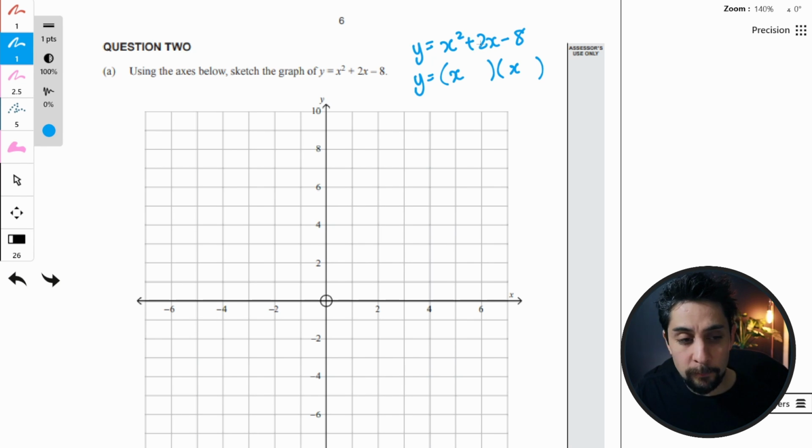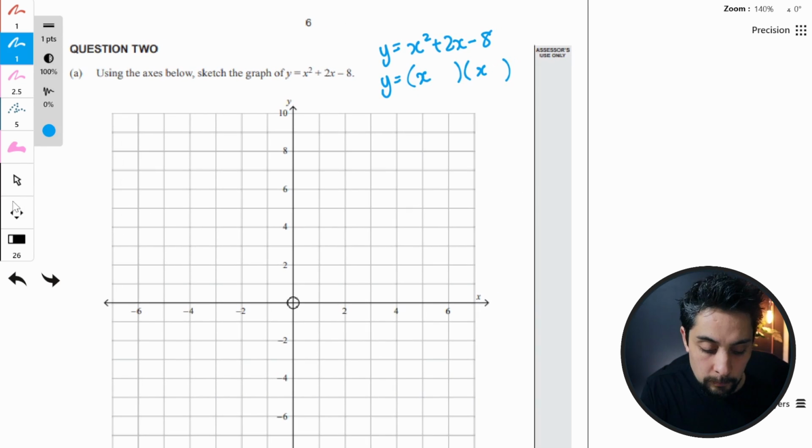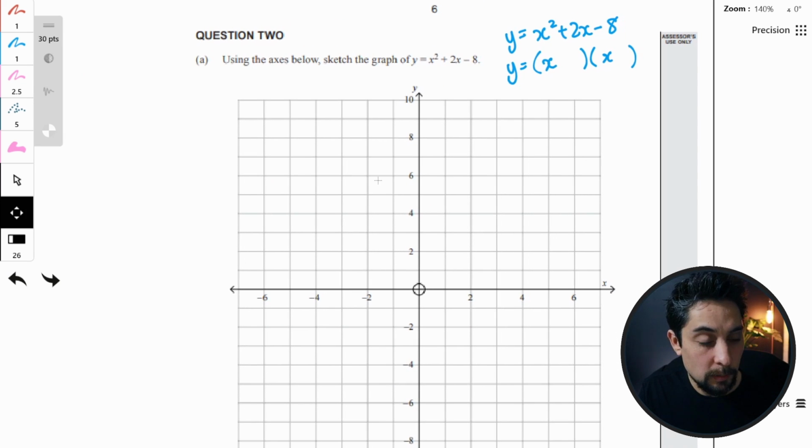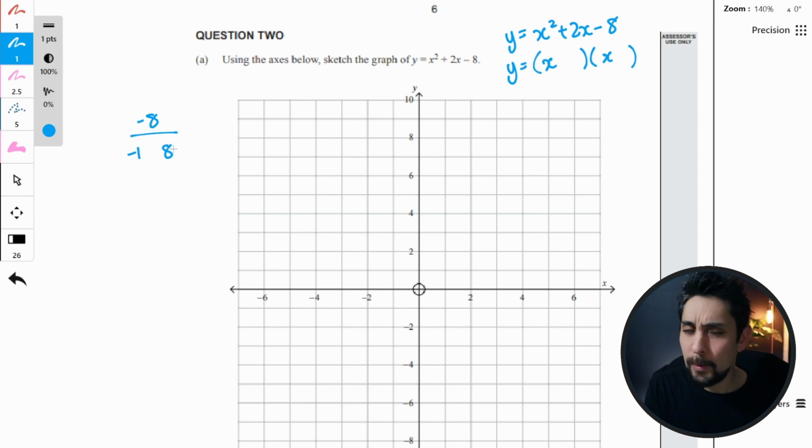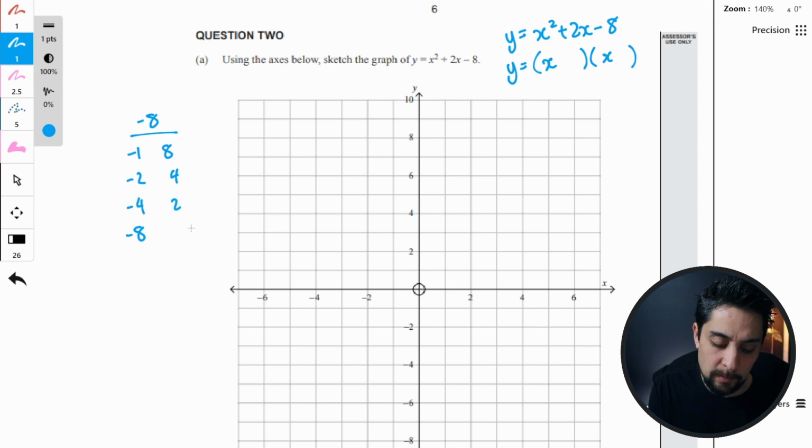So let's write out the factors of negative 8. I might actually do it off to the side over here. Negative 8 is made up of negative 1 and 8, and we are just using integers at this stage, negative 2 and 4, negative 4 and 2, and negative 8 and 1. No other integers are factors of negative 8.